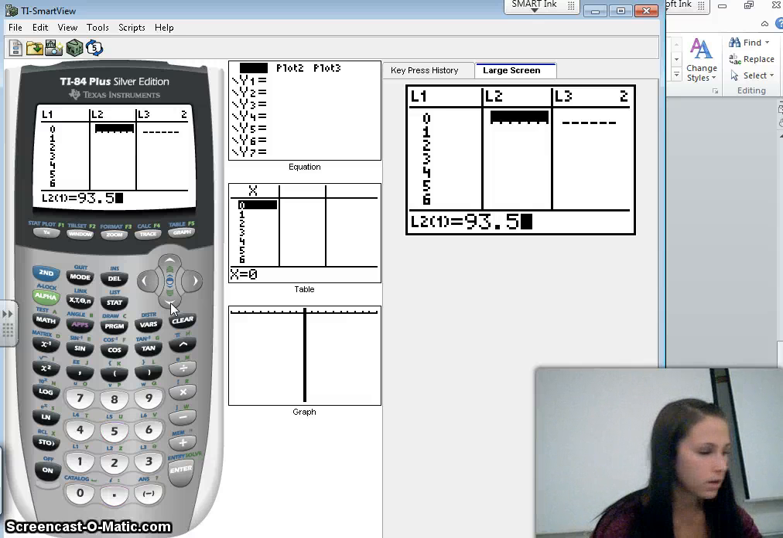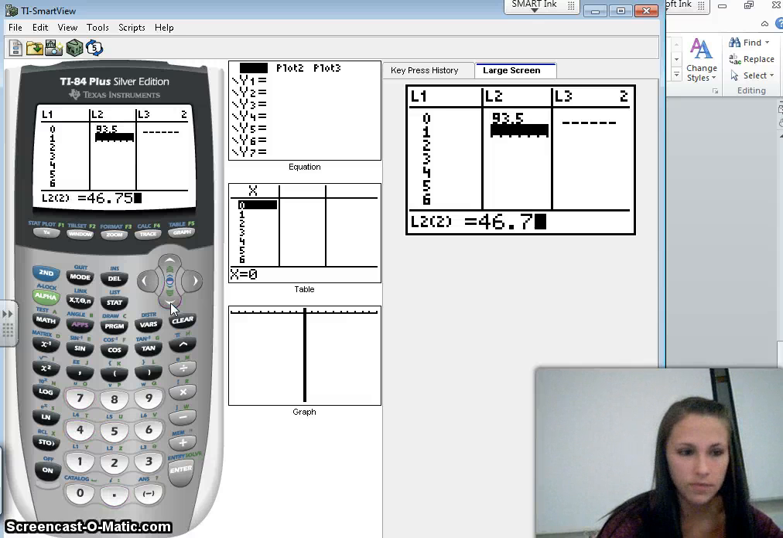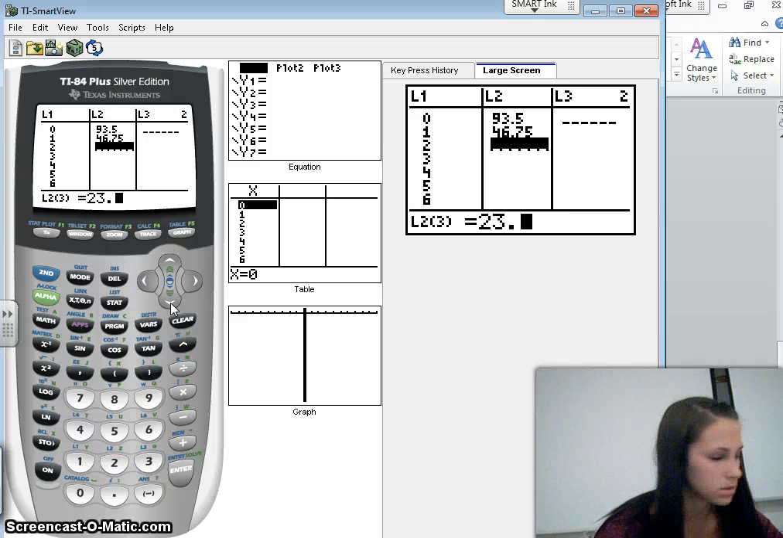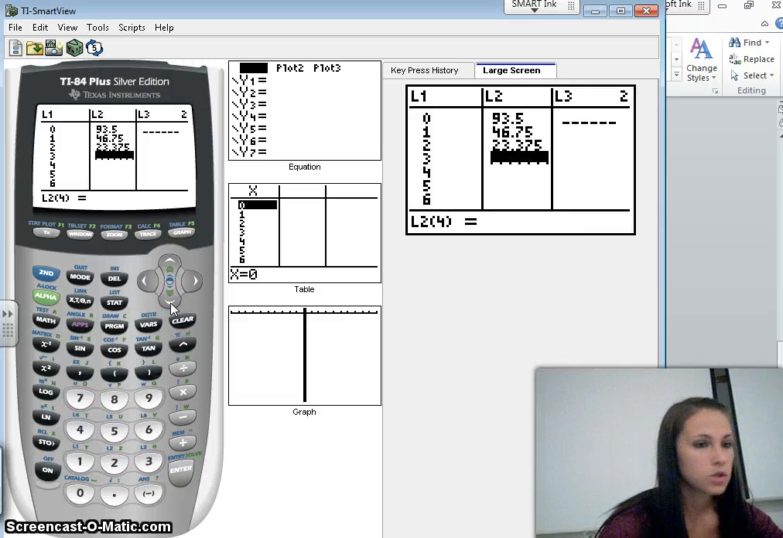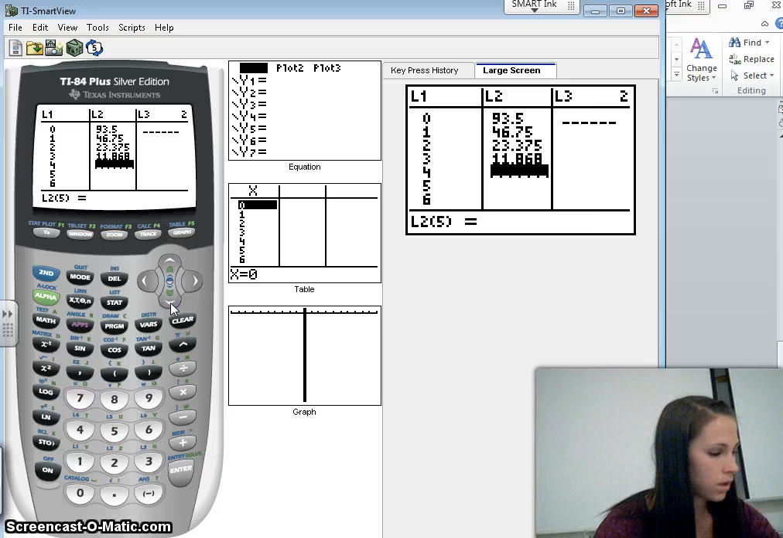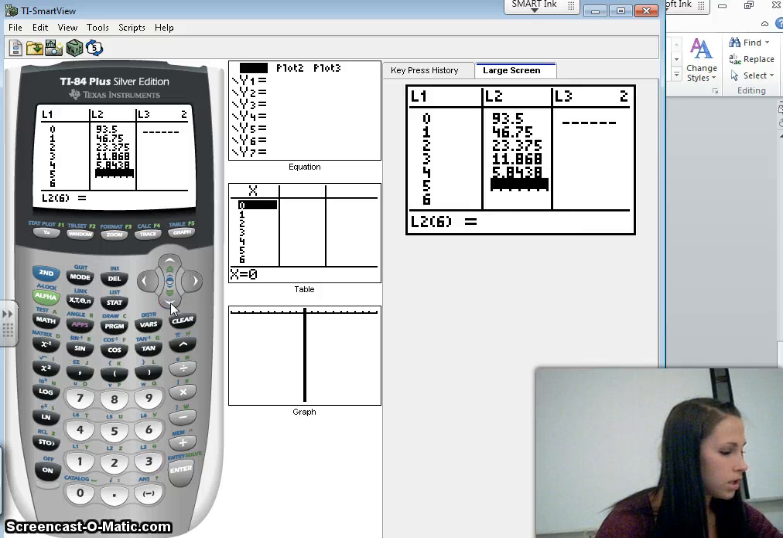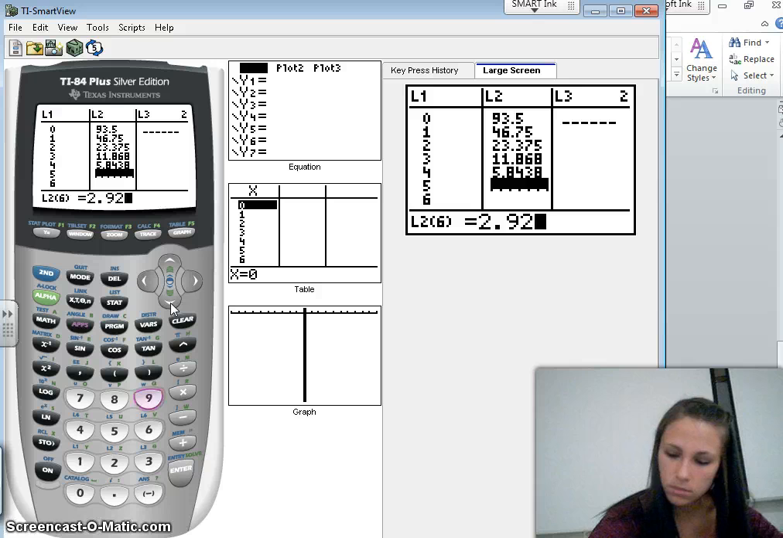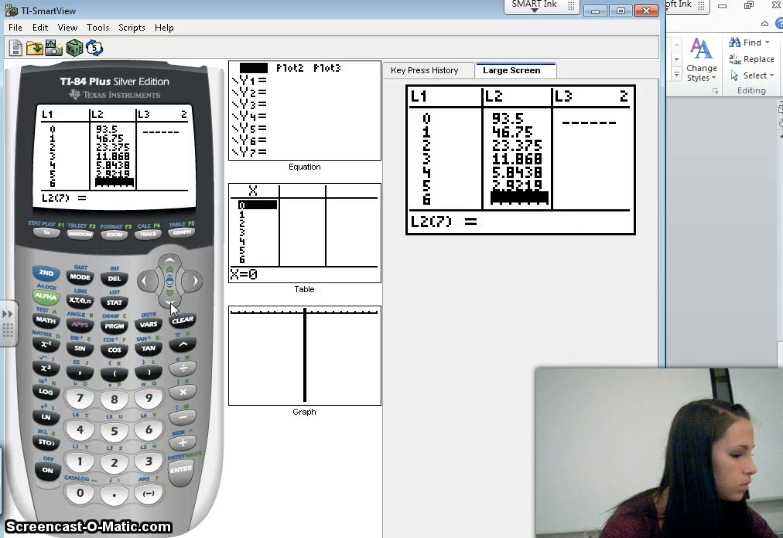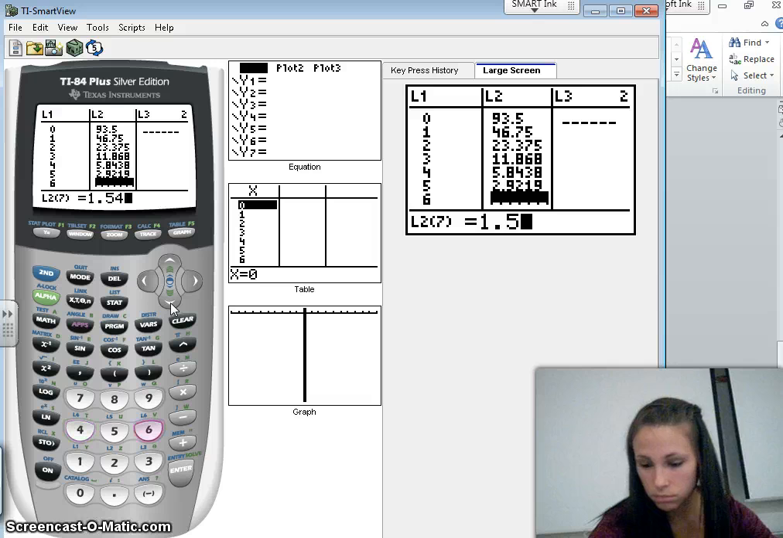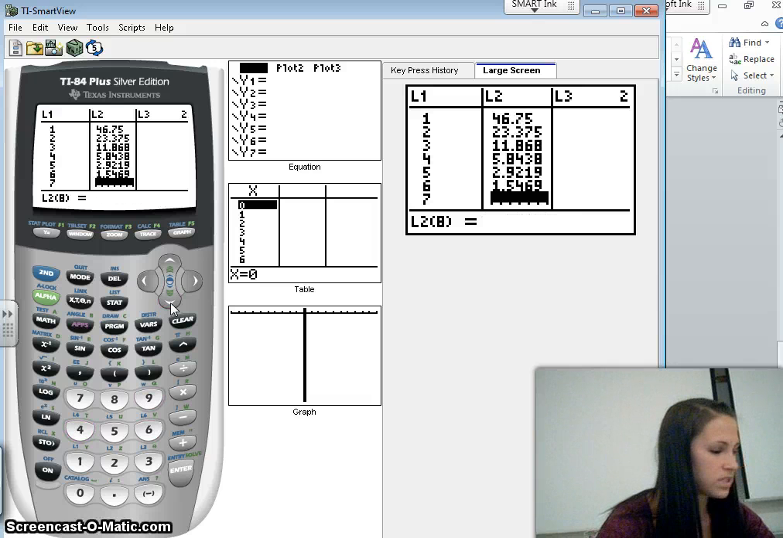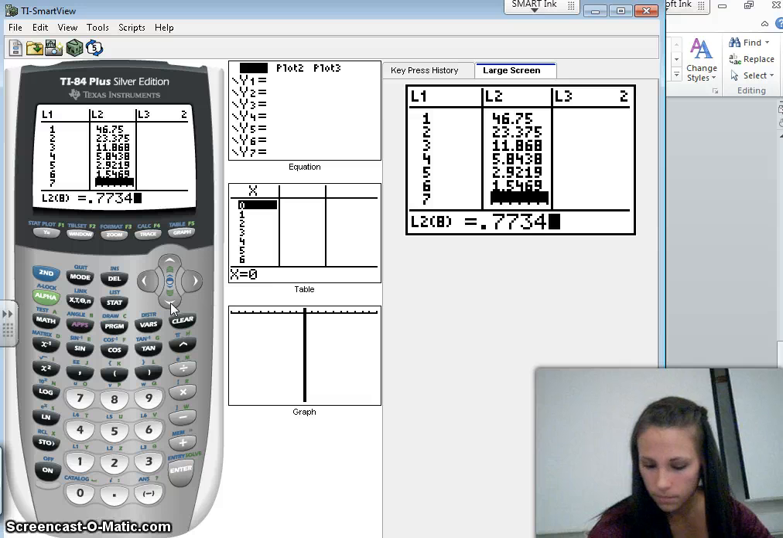So 93.5, 46.75. Y'all can fast forward this since I've already typed these in one place. 23.375. I am going to keep all of the decimals so it'll be as accurate as possible. And then 5.8438. And then 2.9219. And then 1.5469. And then 0.7734. Alright, so then there is our data.